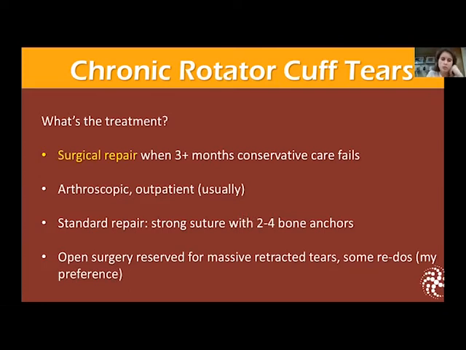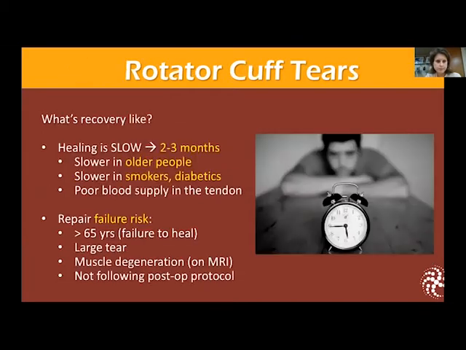I usually reserve open surgery for massive tears, so really big tears involving more than one rotator cuff, and especially if they're really retracted, meaning that the tendon as it comes off the bone gets pulled over to the glenoid. It could be tricky to pull it back. Or in some cases, if you've had a rotator cuff repair and then it's failed, sometimes you might consider doing it open. So I try to not do that unless I absolutely have to.